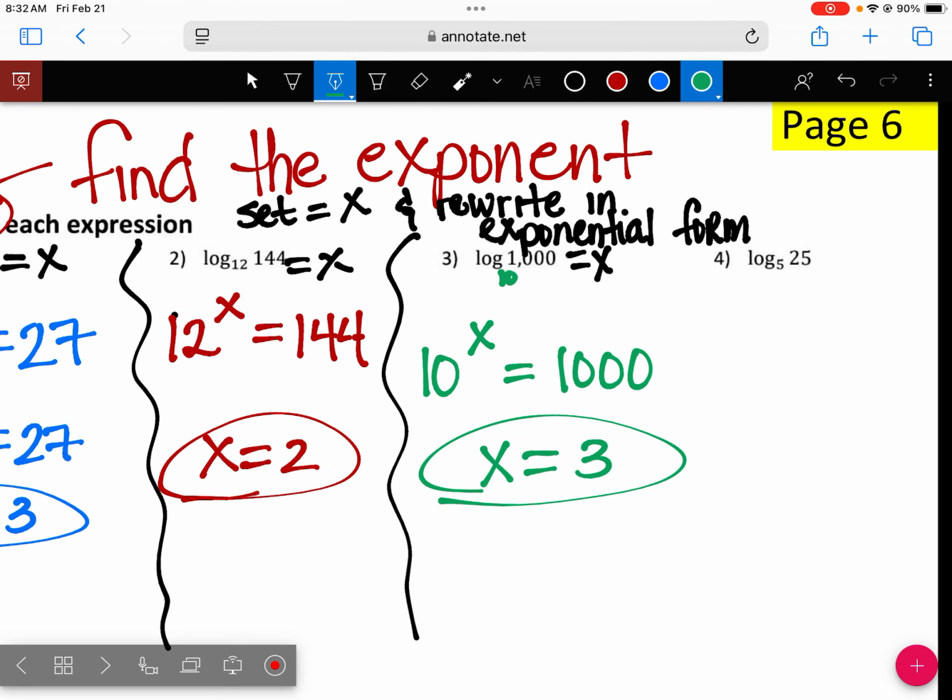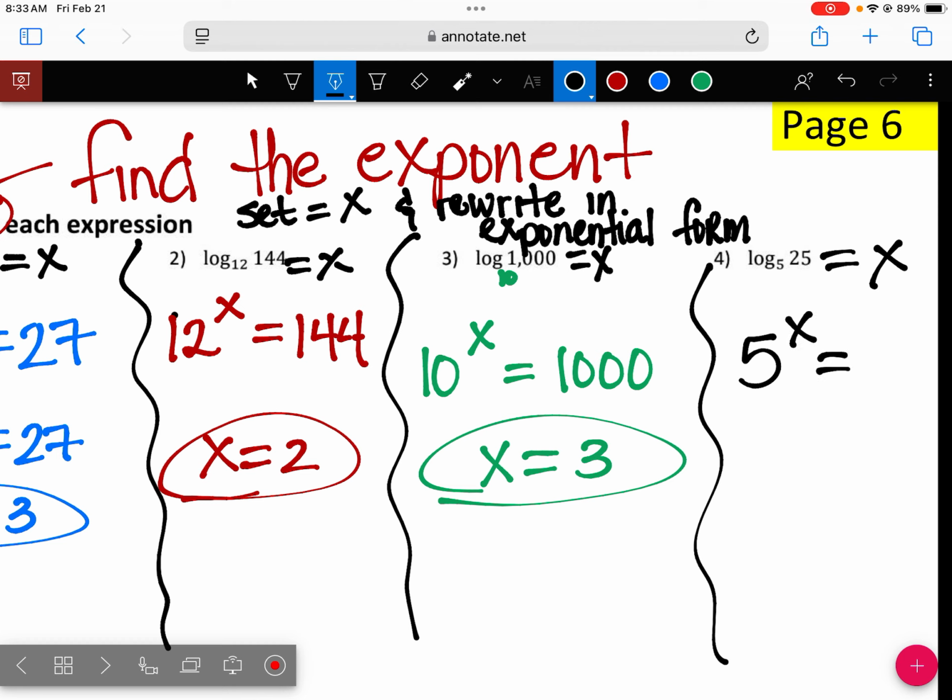All right, last one, number 4. They told us the base is 5. 5 to the what power is 25? Show me with your fingers what you come up with when you have an answer.